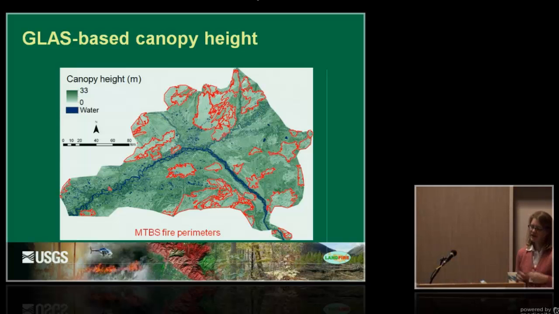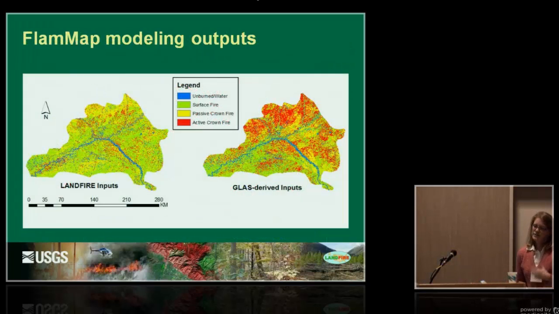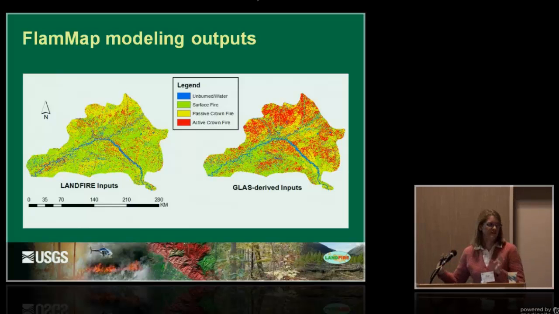Then, to carry that a little bit further, we did a couple of FlamMap modeling runs with the original LANDFIRE inputs and then also GLAS-derived inputs. In this example, the GLAS-derived inputs didn't just incorporate height; it's also canopy cover, canopy base height and canopy bulk density derived from GLAS. You can see there's a difference between the two. I'm not going to say which is better. I'm just going to say that when you incorporate these data, you do see a difference. So we want to understand what's driving that. We'll leave it at that for now because this has not been quality assessed at all, but you can see that it does make a difference.